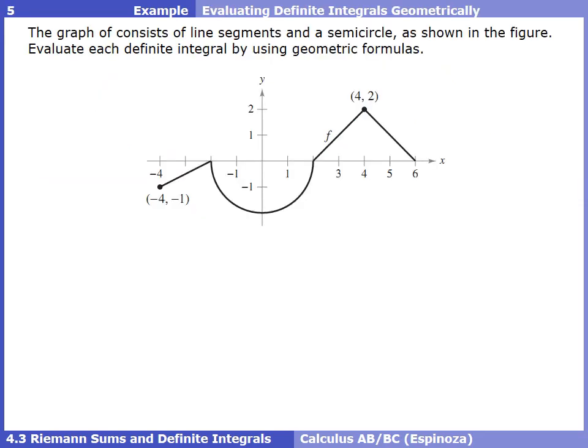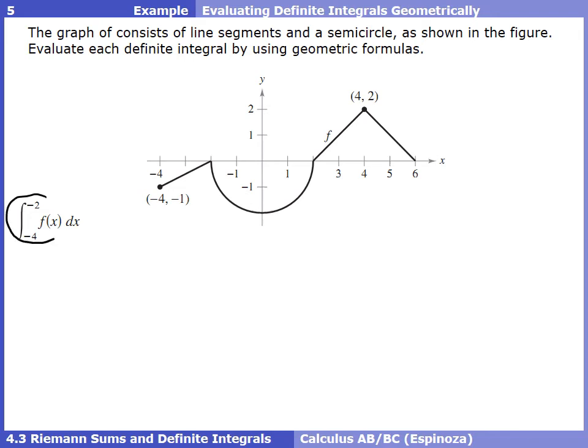Okay, one last example here. We have a graph that consists of line segments and a semicircle. We want to evaluate each definite integral using geometric formulas. And again, the reason we have to is we really haven't been equipped yet with dealing with these bounds on these problems. And even more so, we don't even know what the function is here. So we would definitely need some other way of doing this problem. So geometric is the way we're going to have to go.